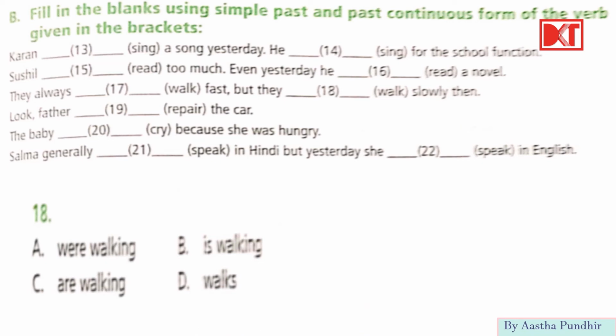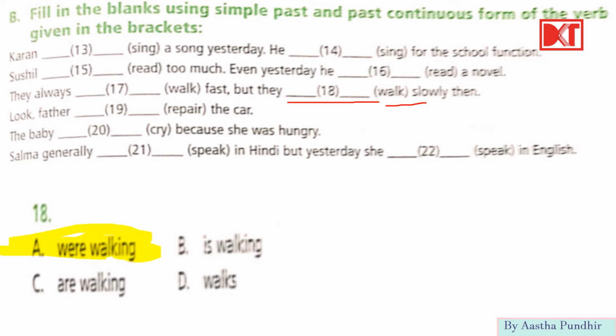The next option says they always walked fast, but they dashed slowly then. The verb is walk. Now the options: A, but they were walking slowly then. B, but they is walking slowly then. C, but they are walking slowly then. Or D, but they walk slowly then. Here the correct answer is A, but they were walking slowly then.